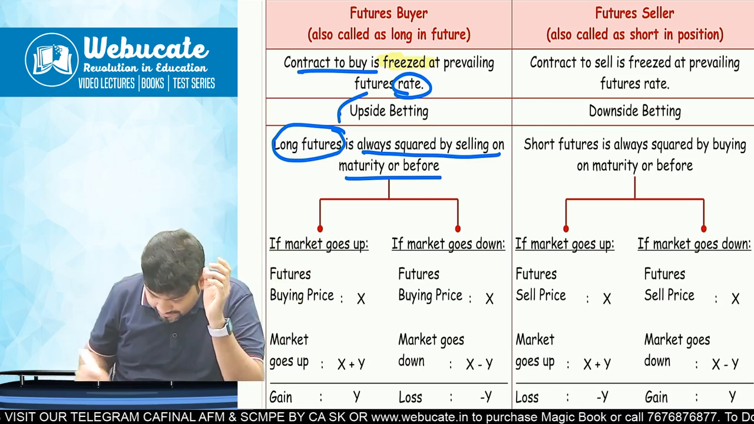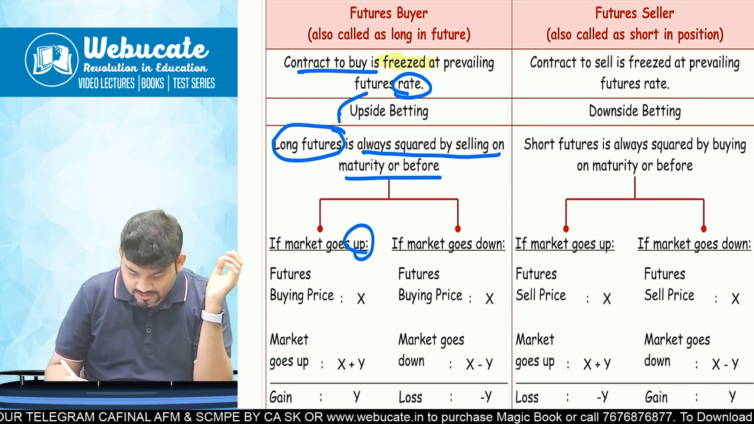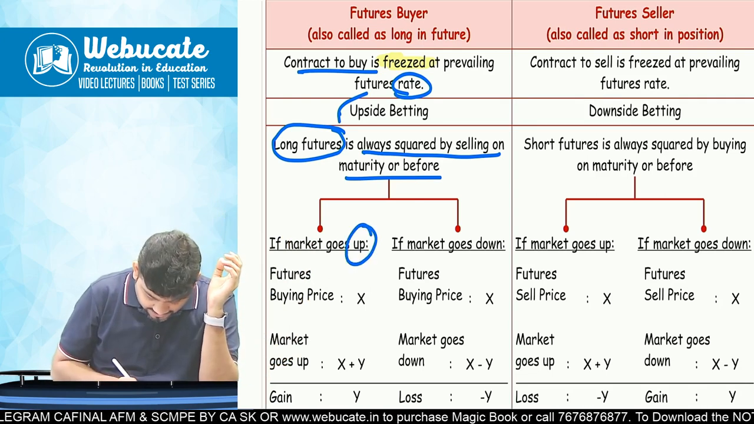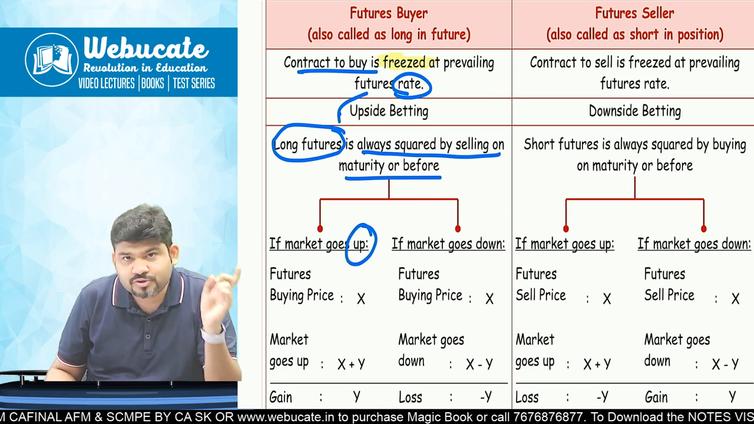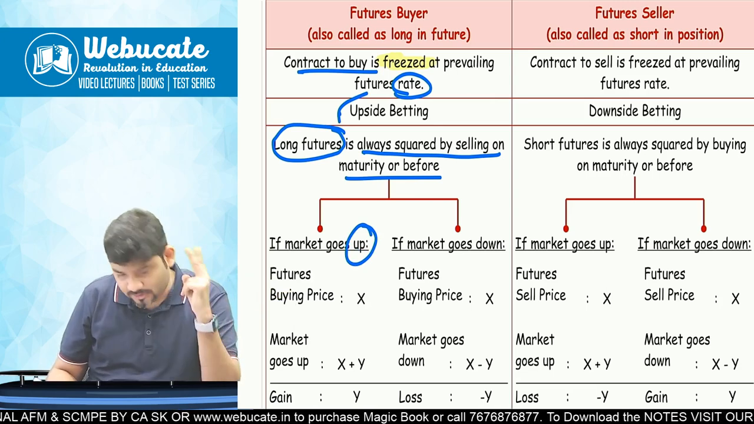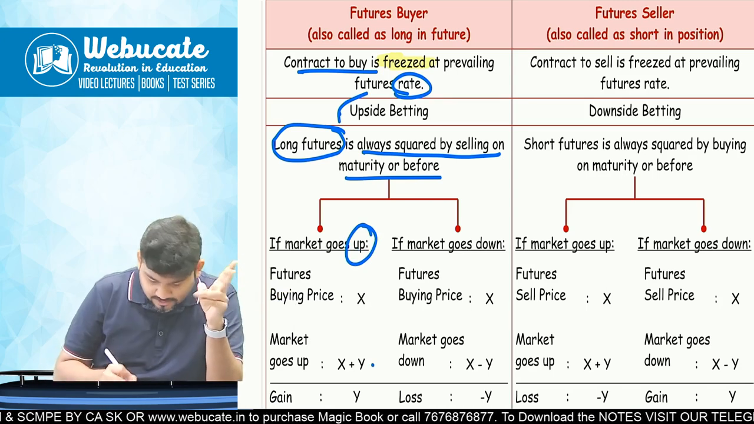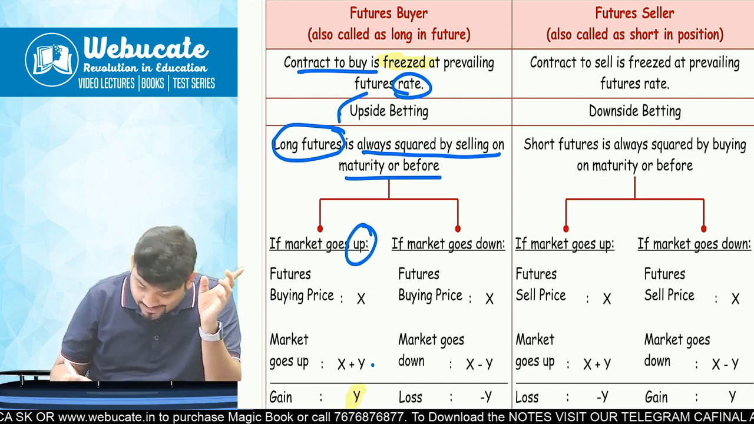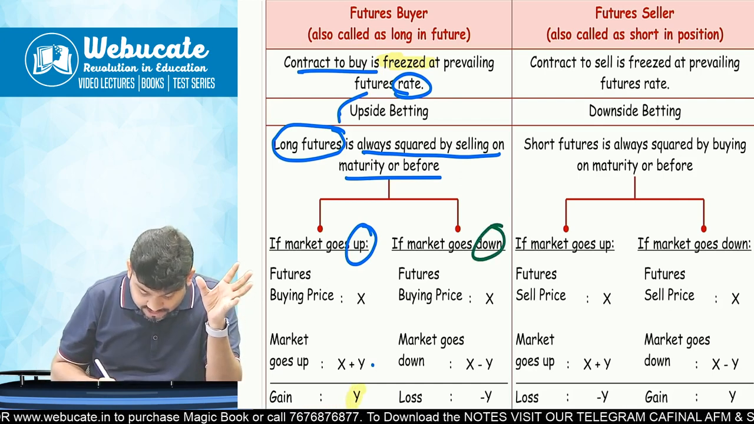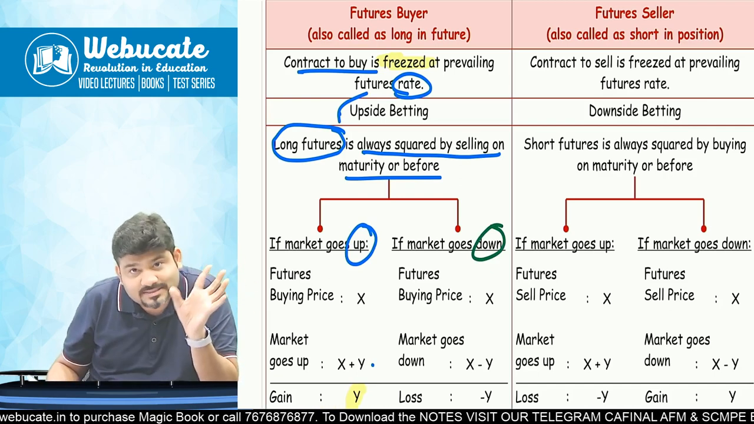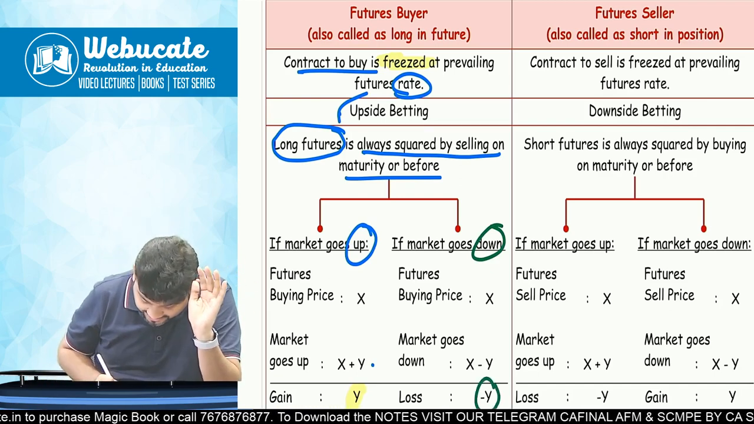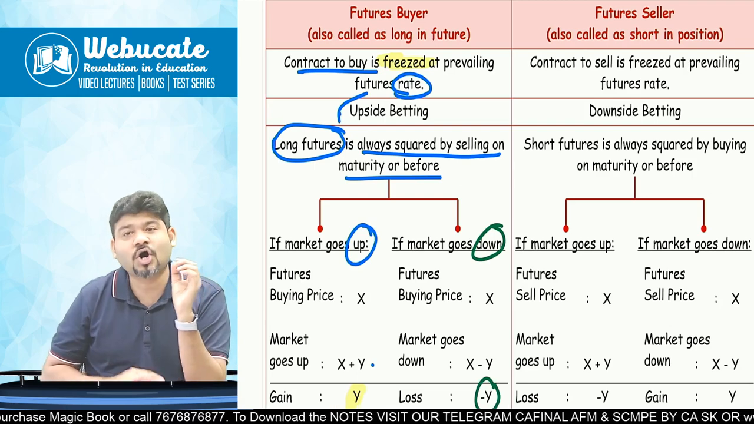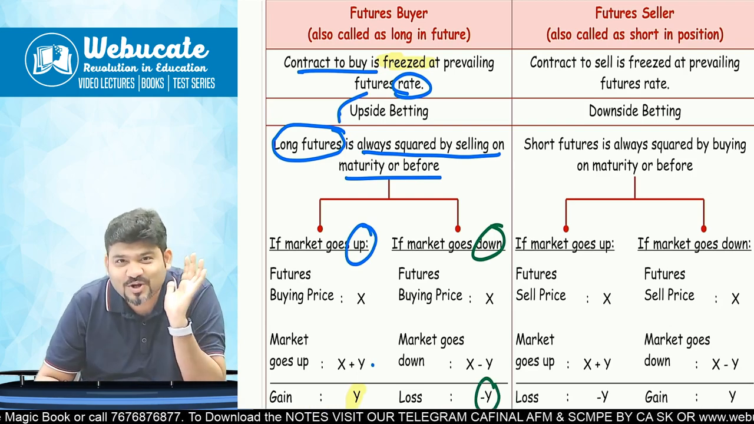So if the market goes up, futures buying price x, market goes up, so now it is x plus y. The difference will be the gain, which is y. And in case the market goes down, futures buying price x, market goes down to x minus y, that minus y is your loss. Gotcha, everybody.